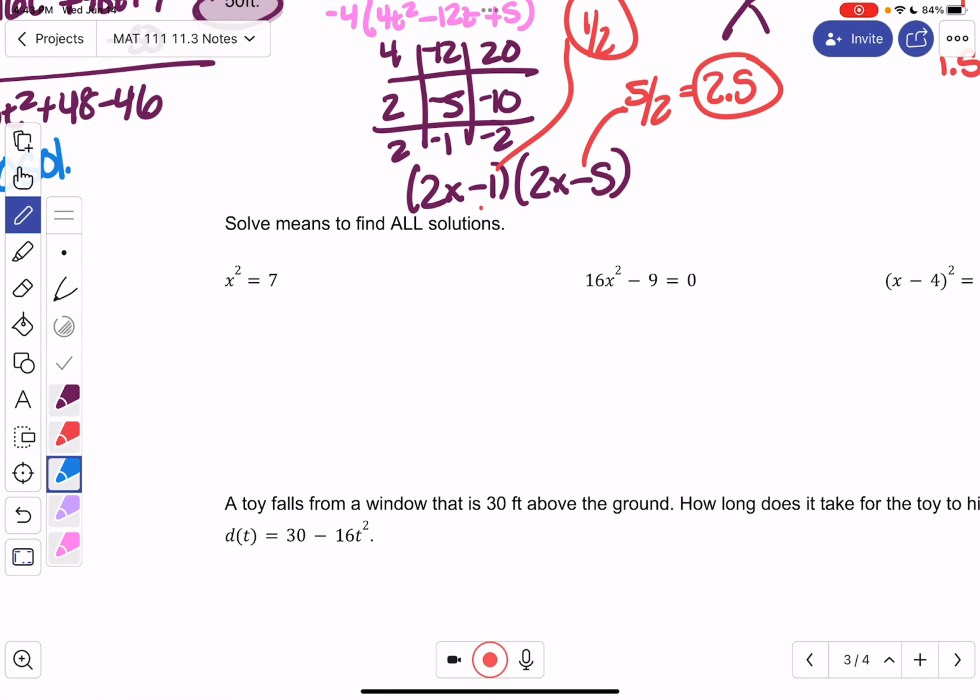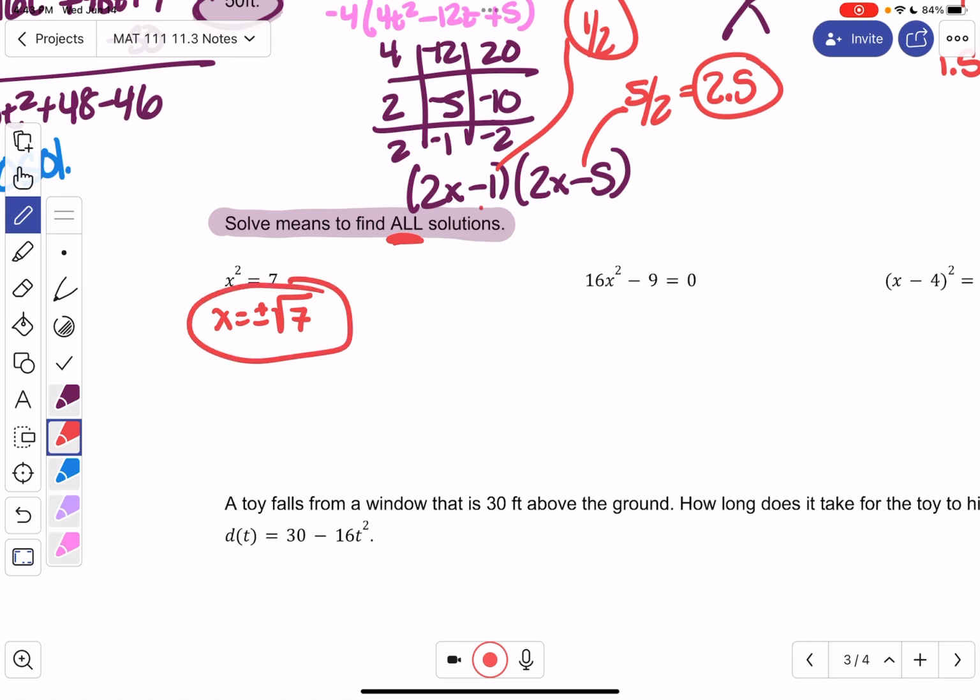All right, if you see solve at this point, from here on out, solve means find all solutions. That means real. That means complex. That means positive and negative, all solutions. So here where it says solve for all solutions, now we're going to take the square root. But remember, square roots are positive and negative, so you have to account for both.